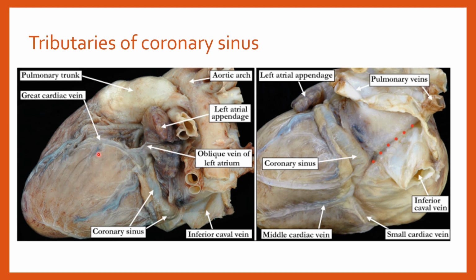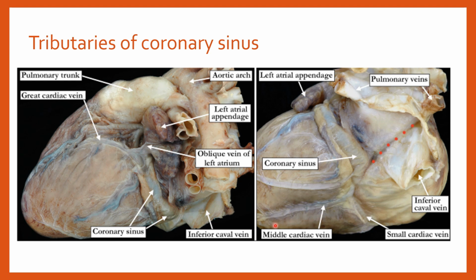The great cardiac vein begins from the apex of the heart, passes upwards along the anterior interventricular groove, and joins the coronary sinus after winding around the left border of the heart. Here it receives the left marginal vein close to its termination, near the coronary sinus.